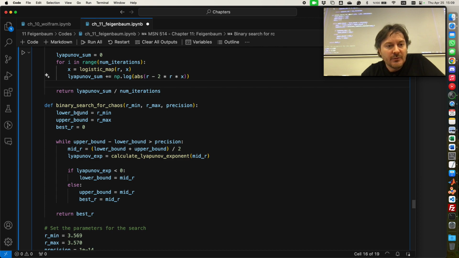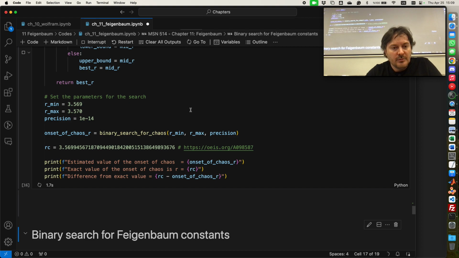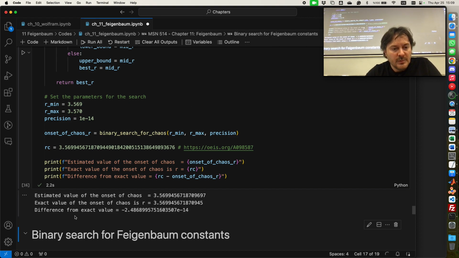And this is the binary search. Lower bound, upper bound, and you go between bounds, you find the middle point. If it's lower, you shift this one, etc. So I know that the critical point is between this value and that value. So I run this code, and boom. Estimated value is 3.569945, and exact value is 3.5699, etc. Difference from exact value is 10 to the minus 14. Yes?